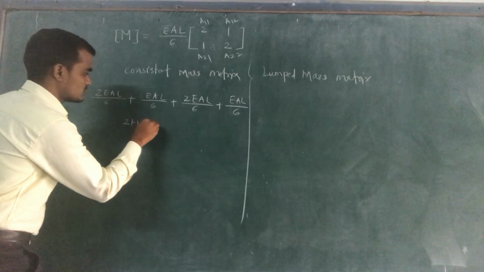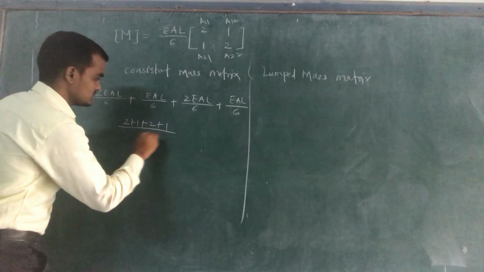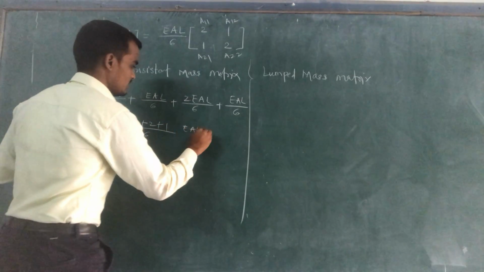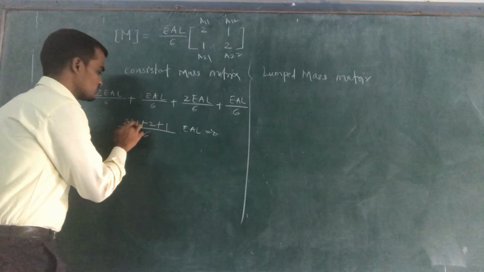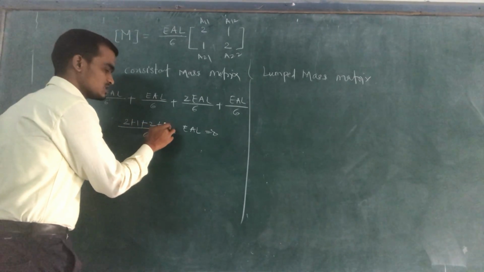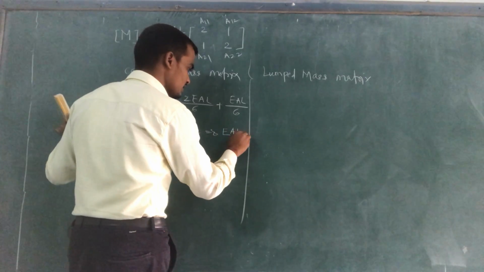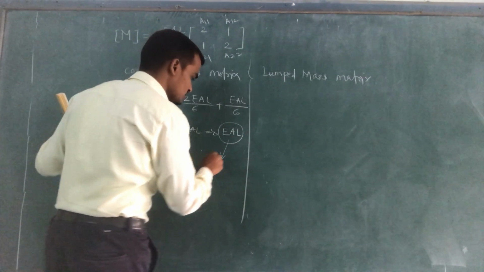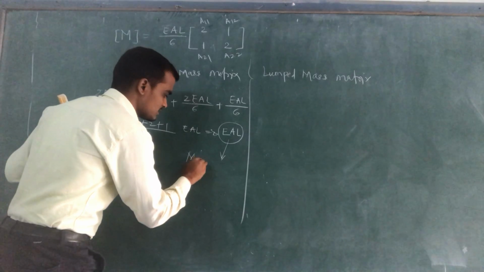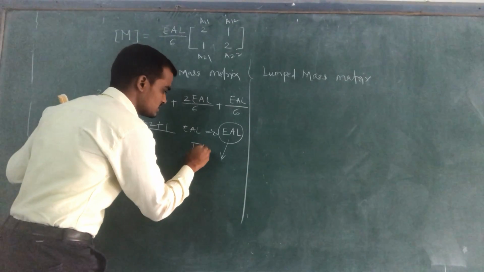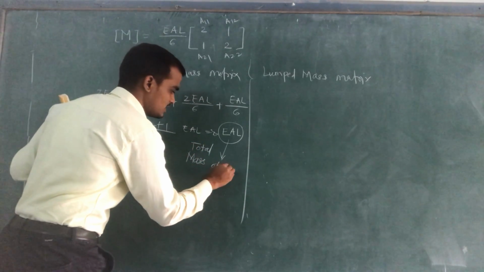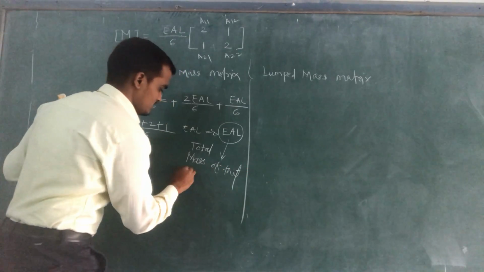So if we add these four elements, we get 2 plus 1 plus 2 plus 1 divided by 6 times rho A L. It is nothing but 2 plus 1 is 3, 3 plus 2 is 5, 5 plus 1 is 6, and 6 by 6 is equal to 1. So we get only rho A L, and it is nothing but the total mass of that element.